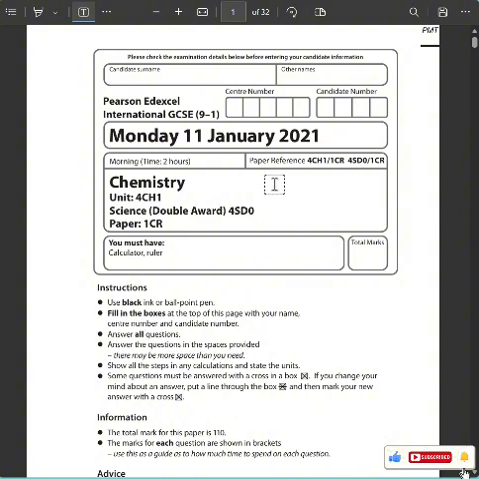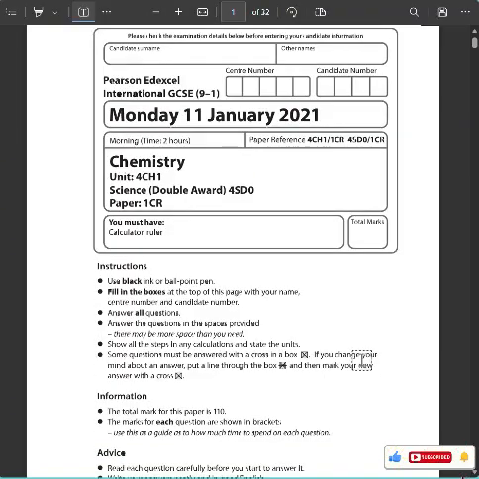Okay, now we will discuss the chemistry paper, Monday 11 January 2021, Pearson Edexcel GCSE 9-1, Unit 4 CH1, Science Double Award, SDO Paper 1CR. Okay, let's start.